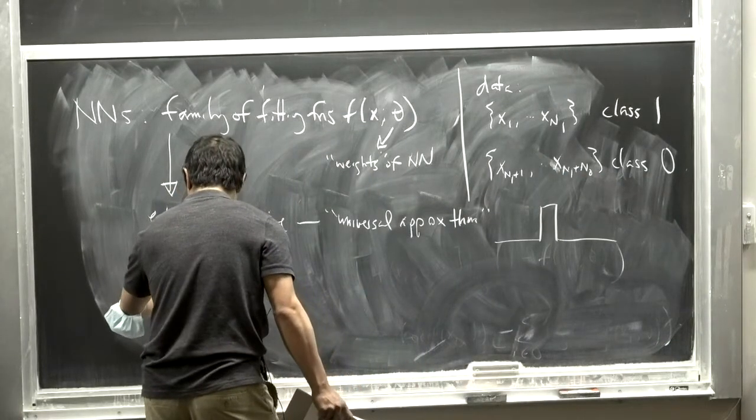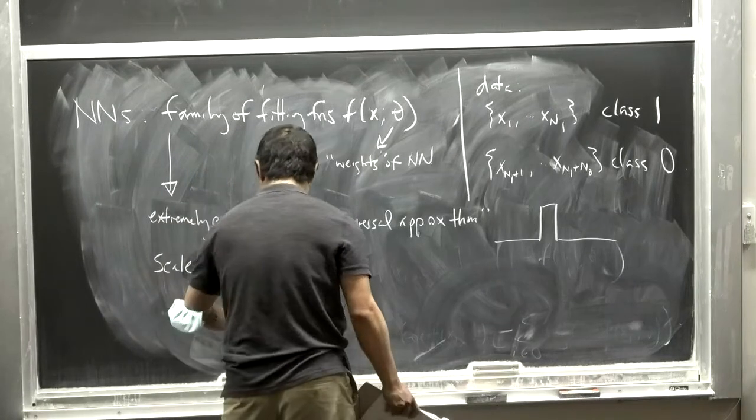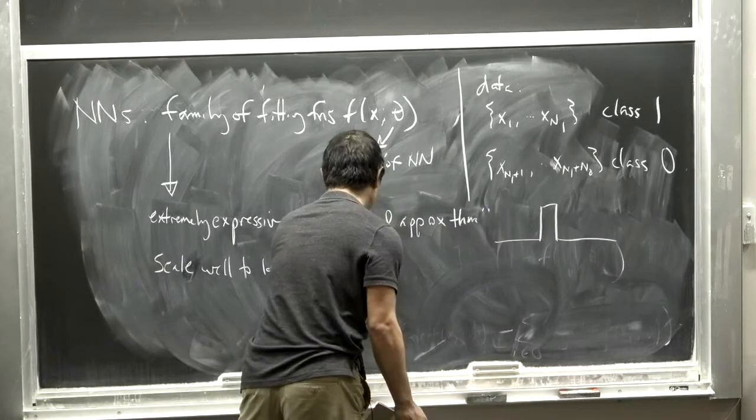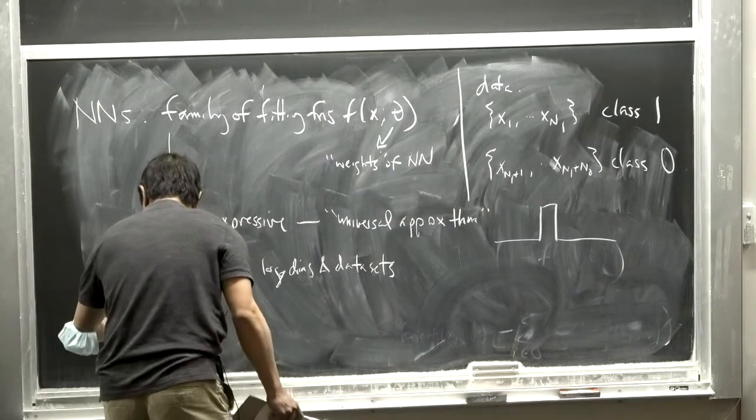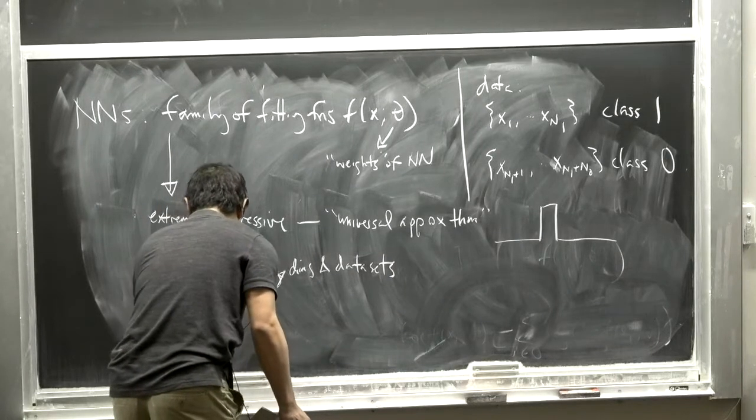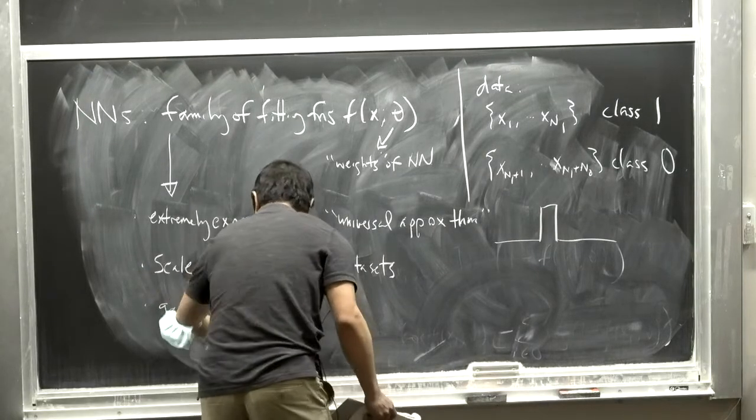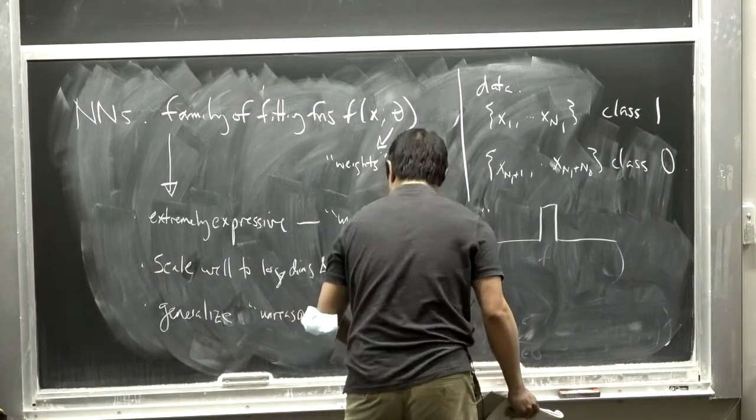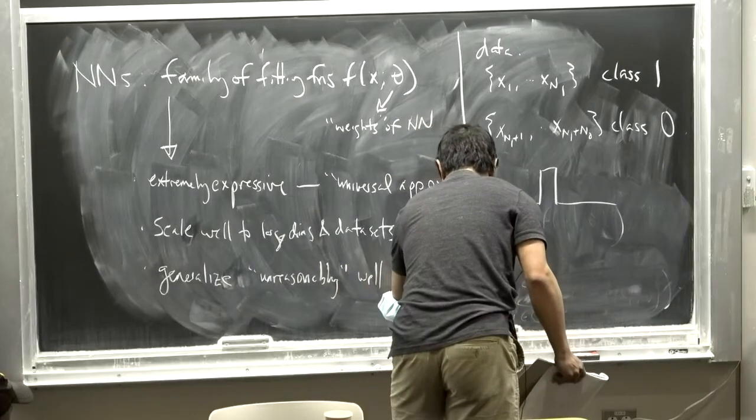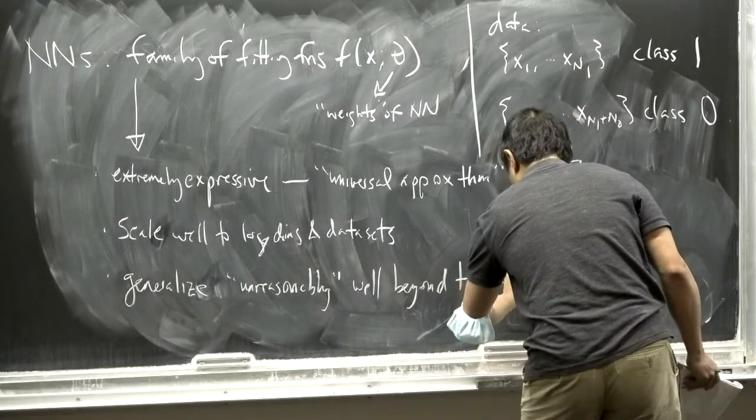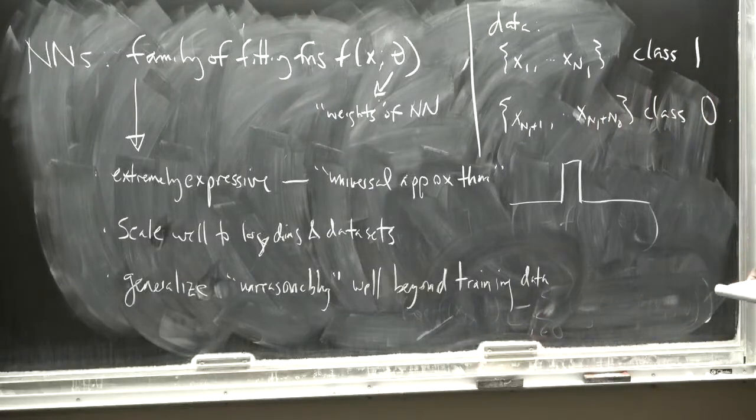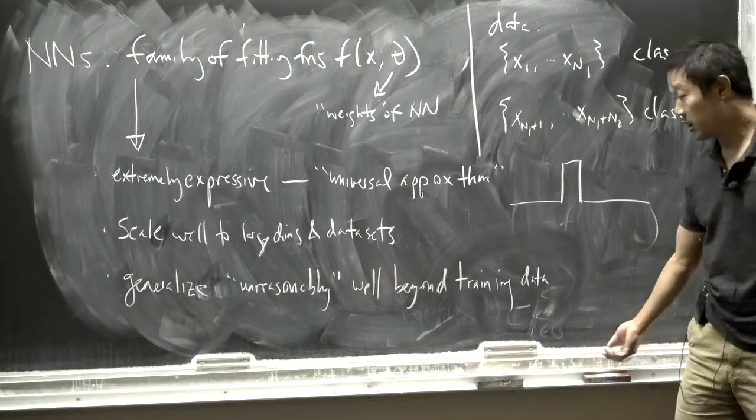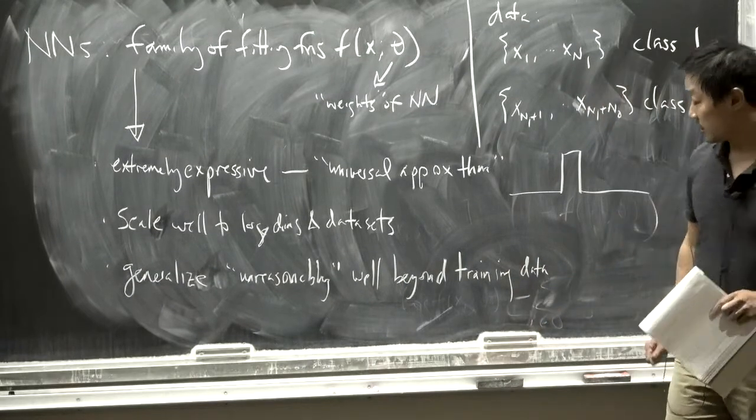And these turn out to scale well to large dimensions and data sets. And I would say, I think it's not an exaggeration or mischaracterization to say that they generalize unreasonably well beyond the training data. Not in the form of extrapolation that we talked about before, but in the form of interpolation. So if you have a new data set which is drawn from the same distribution as the training data, neural networks are seen empirically to generalize unreasonably well to this new data.